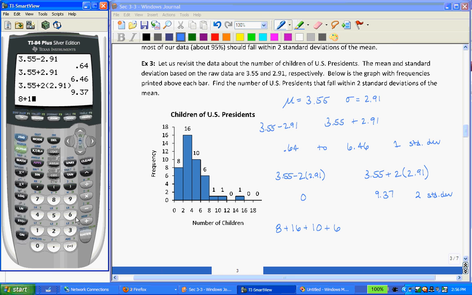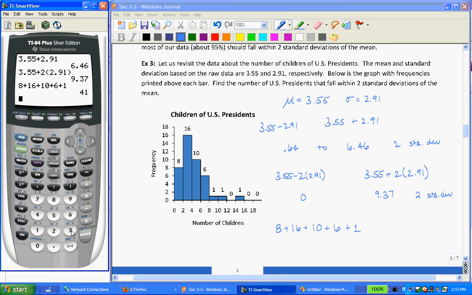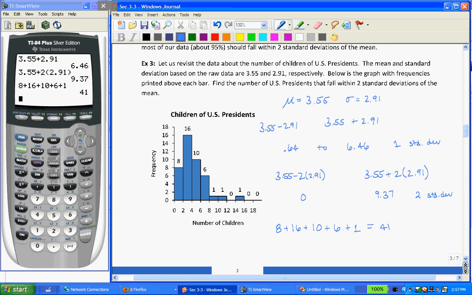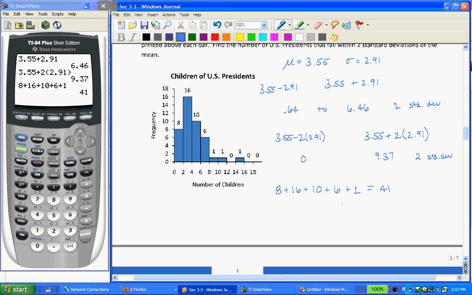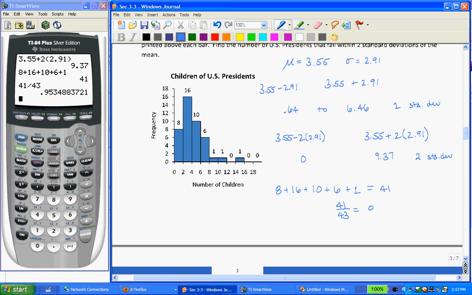So we get 8 plus 16 plus 10. I don't think I'll leave it out, because if I'm greater than 8 but not quite 10, that means 9. And being that these are children's integers, we'll add that one on. So 8 plus 16 plus 10 plus 6 plus 1 equals 41. But there are 43 presidents. And that represents 95% of our data.